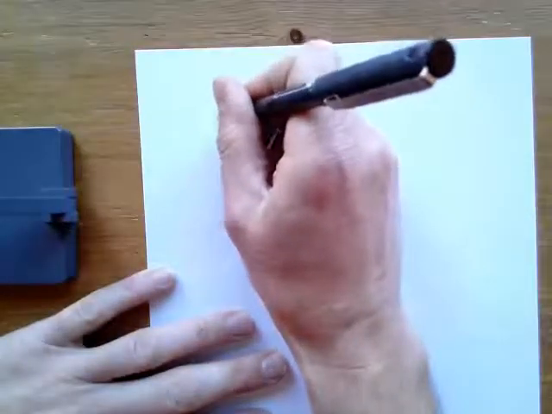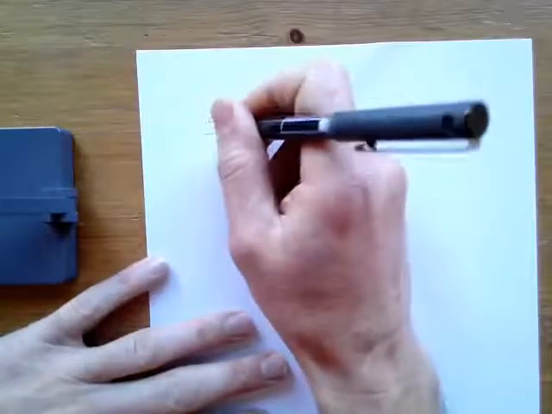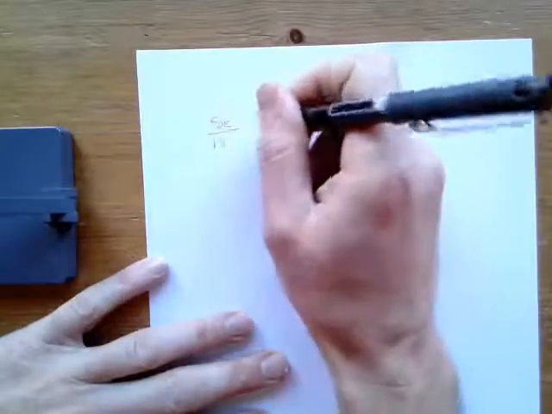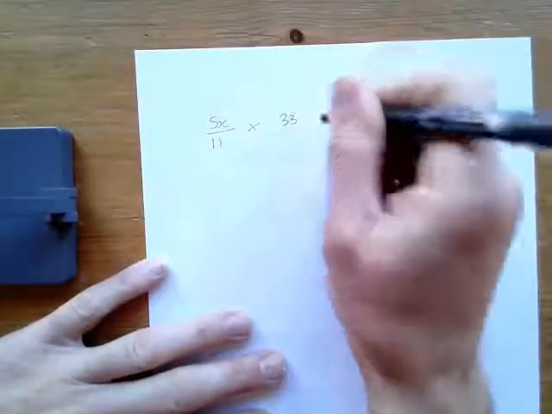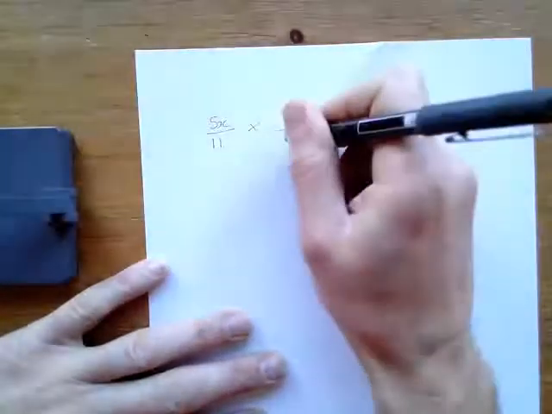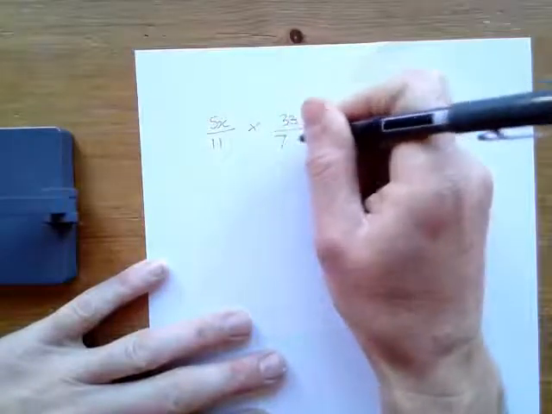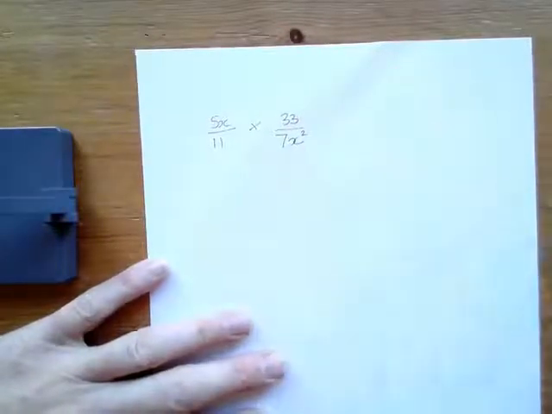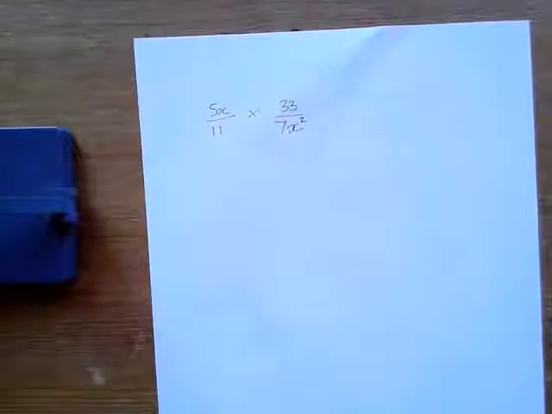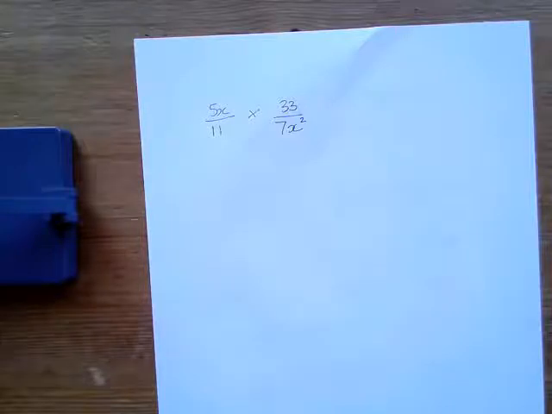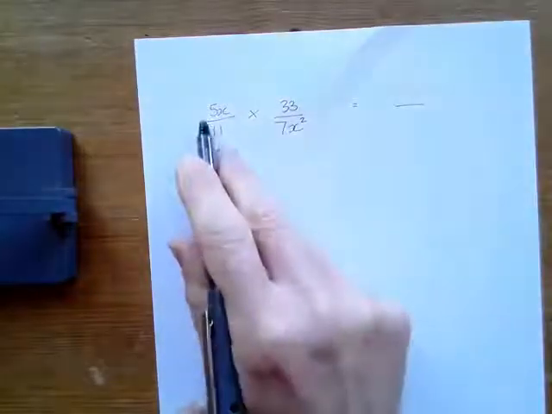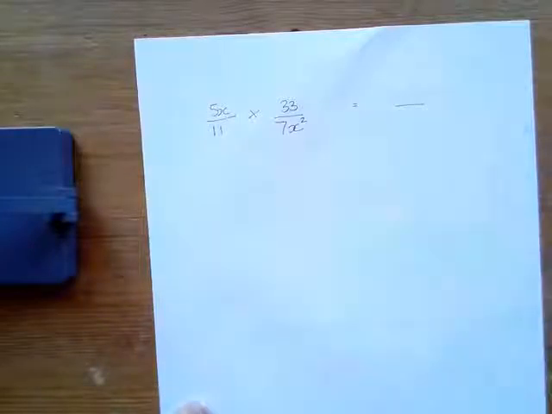If you have something like 5x over 11 multiplied by, for example, 33 over 7x squared, and you've got to multiply those two things together, all you have to do, just like you do for normal multiplication, is multiply the tops together and multiply the bottoms together to give the final answer. So it's that times that on the top, that times that on the bottom.